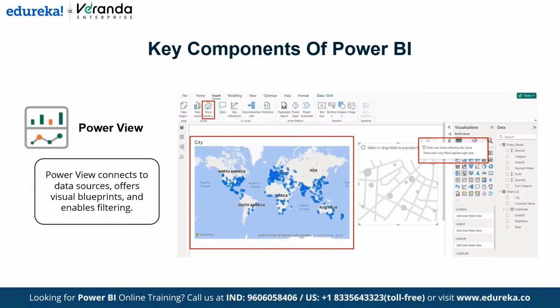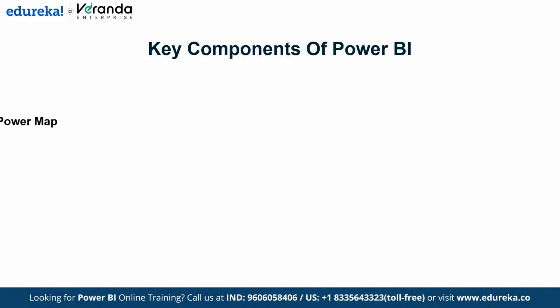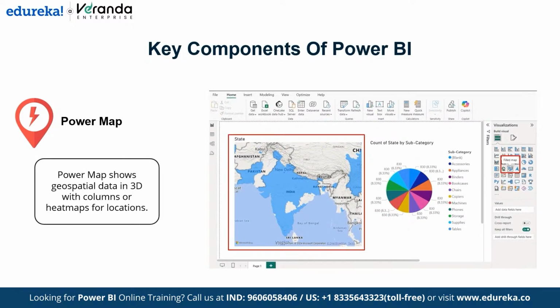Power View allows you to filter data for individual visualization components or the entire report. Moving on to the next component, that is the Power Map. Power Map is used to display geospatial data in 3D. When the visualization is rendered in 3D mode, it adds another dimension to it.